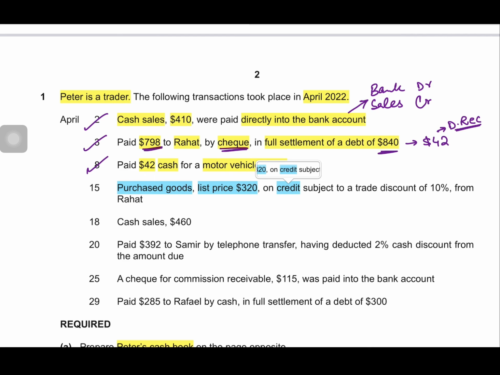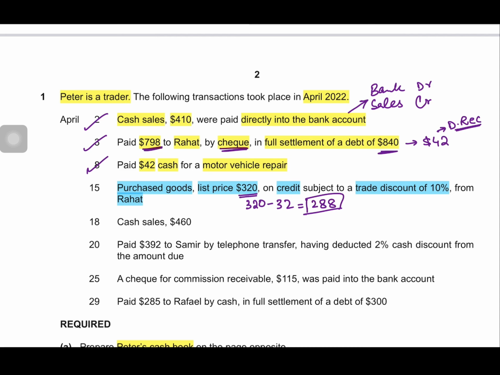Now moving forward, on April 15th, purchased goods list price 320 on credit subject to a trade discount of 10% from Rahat. Again a transaction with Rahat. Previously we were paying her, now we are purchasing goods on credit, and the list price is 320. List price is the basic price. This is the price on which we can negotiate, and therefore Peter got a discount of 10%. This means that Peter isn't buying the goods at a price of 320, rather 320 minus the 10% of 320 would be 288. So he will be purchasing the goods for 288, but right now the transaction is on credit. We aren't paying anything for these goods at the moment.